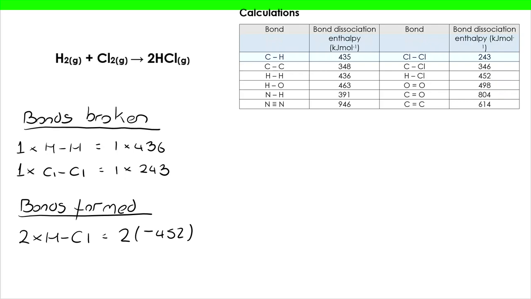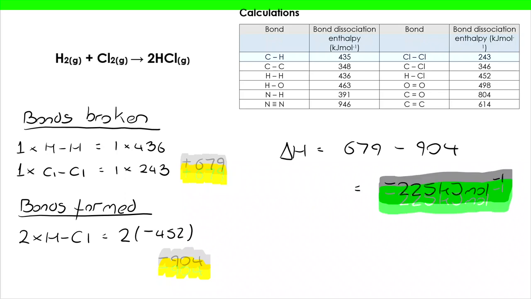Now I can do the calculations. My total for bonds broken is plus 679. My total for bonds formed is negative 904. If I add those together, I get a value of negative 225 kilojoules per mole.